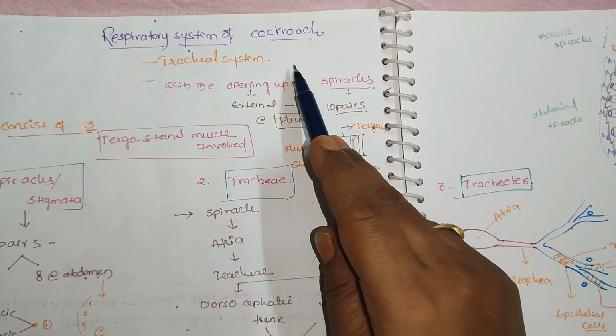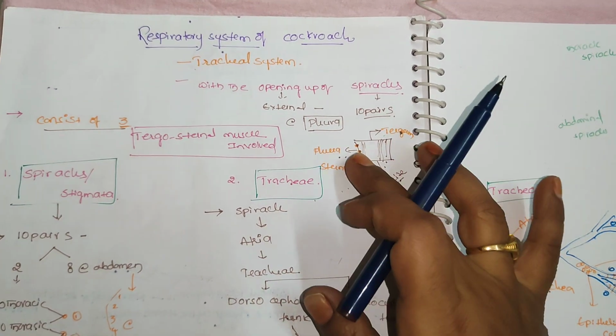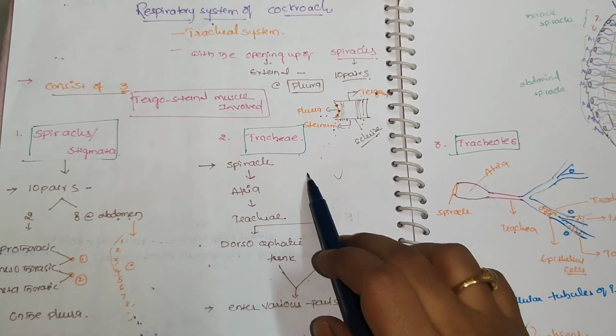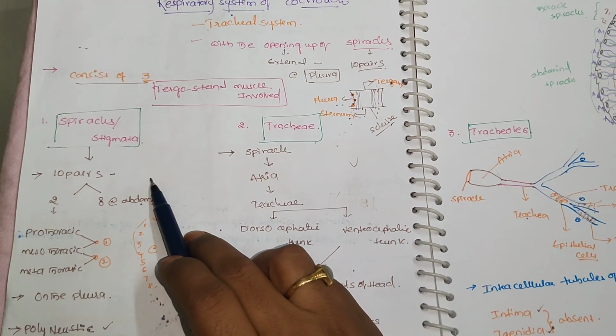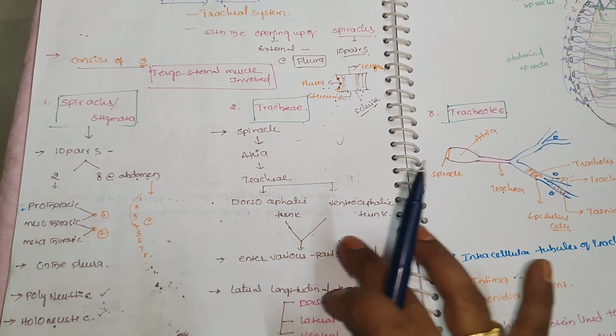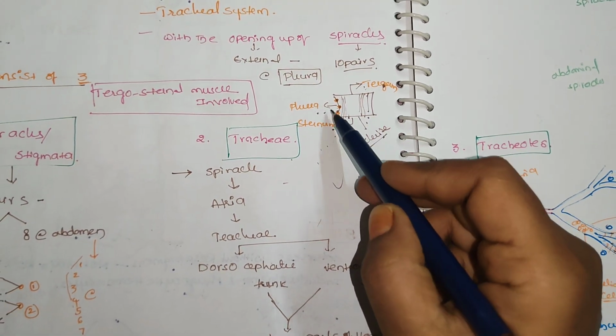Why? Because the respiration takes place with the help of trachea. The respiratory organ is trachea. So here it consists of three parts, that is spiracles or stigmata, trachea and tracheoles. Before going to the parts, we have to know the tergum, sternum and pleura.